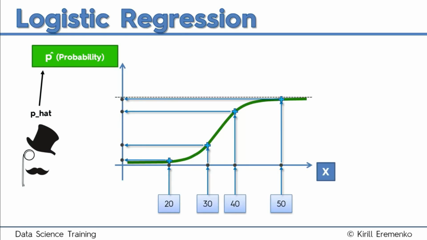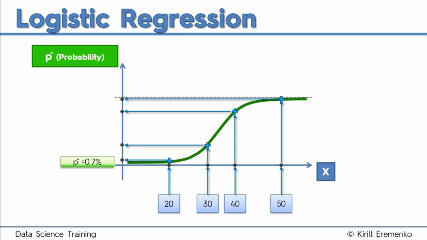So the person who's 20 years old, the probability of taking up this offer is very low, perhaps 0.7%, so less than 1% to take up this offer. The person who's 30 years old, the probability is higher, it's about 23% to take up this offer. The person who's 40 years old, their probability to take up this offer is 85% according to this model. And the person who's 50 years old, their probability is 99.4%. So that's the first thing that you can get out of logistic regression.